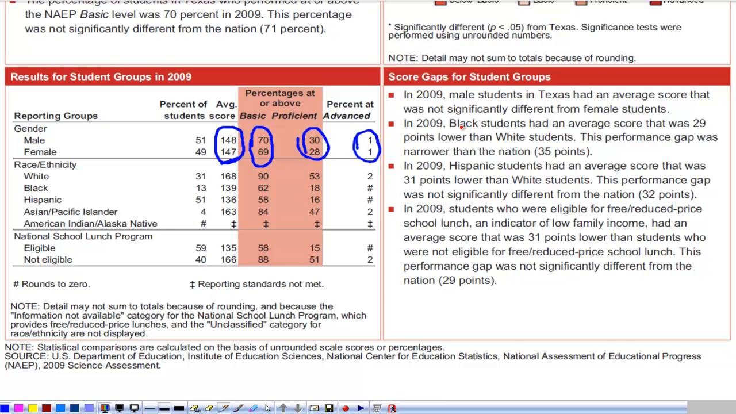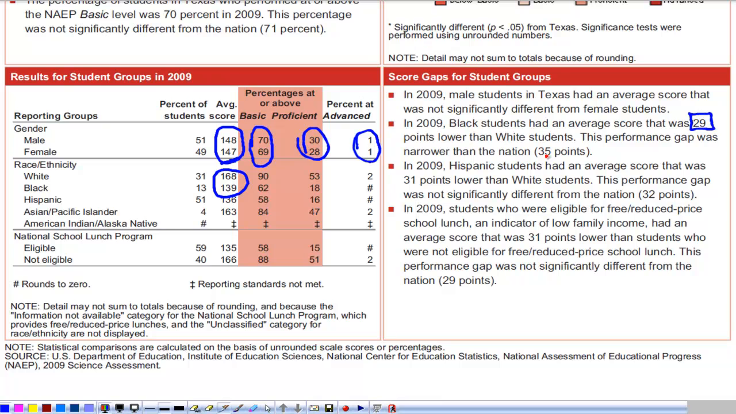In 2009, black students had an average score that was 29 points lower than white students. This performance gap was narrower than the nation. Okay, so our white students are performing at 168. Our black students are performing at 139. So that looks like a bad picture. Our black students are performing much worse on average than our white students. And the difference between these two is 28, or excuse me, is 29. If you add 29 to 139, you get 168.